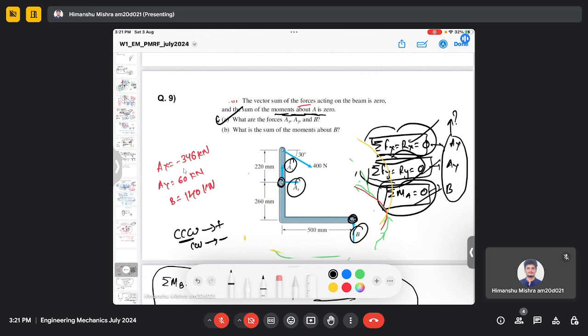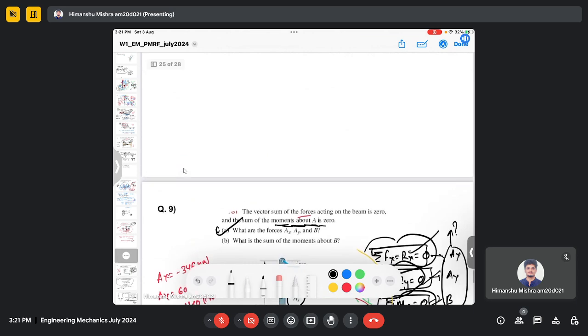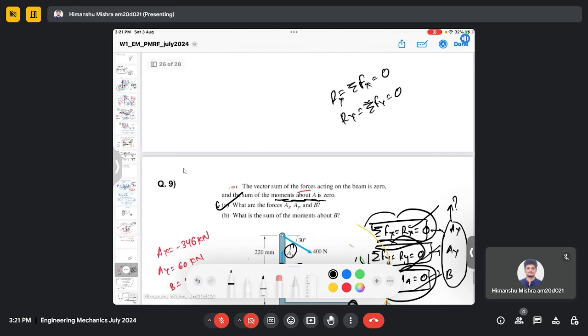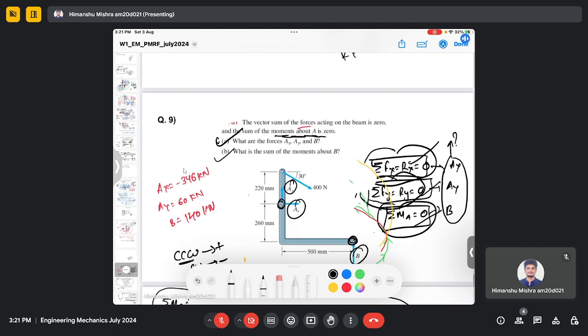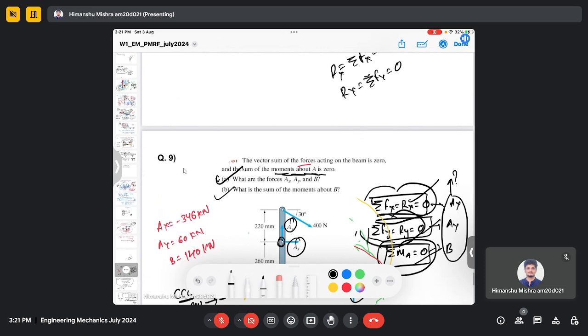So we use these three conditions to write the three equations of equilibrium. The equations are similar to what we did in the previous week. The only difference is that Rx is zero as per the given condition. And we use these three equations to find the three unknown forces. Then in the second part, we have been asked to calculate the overall moment about point B.